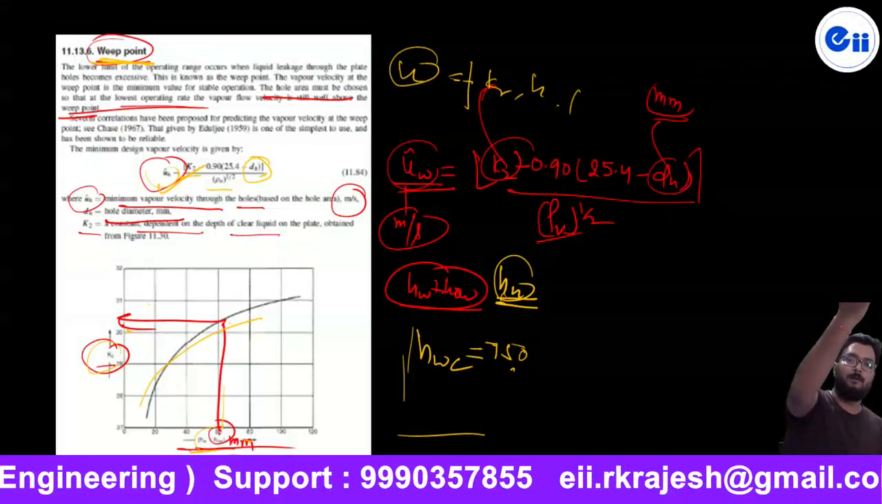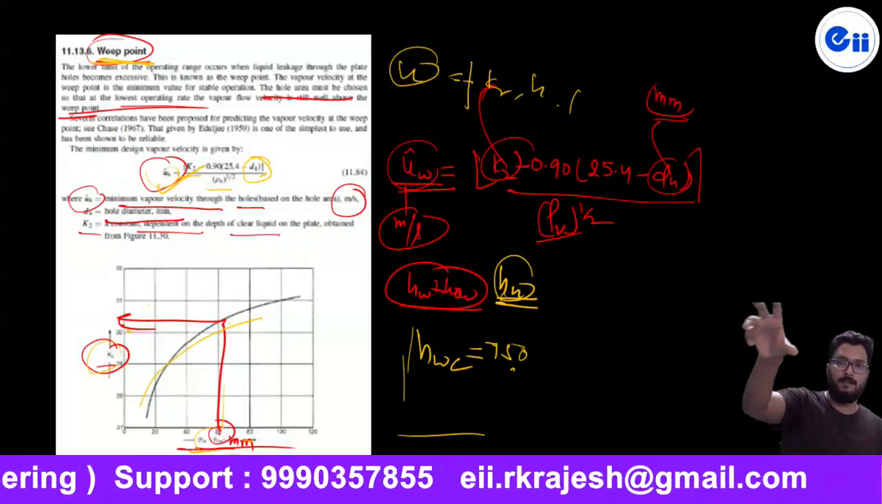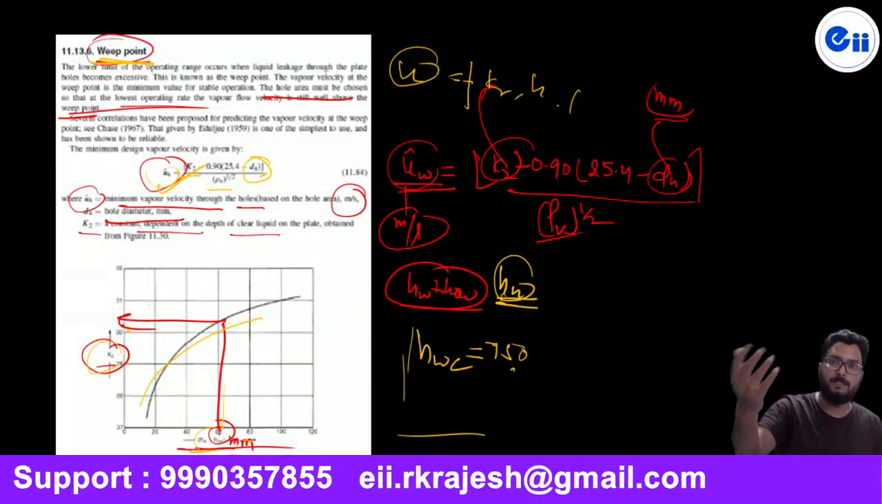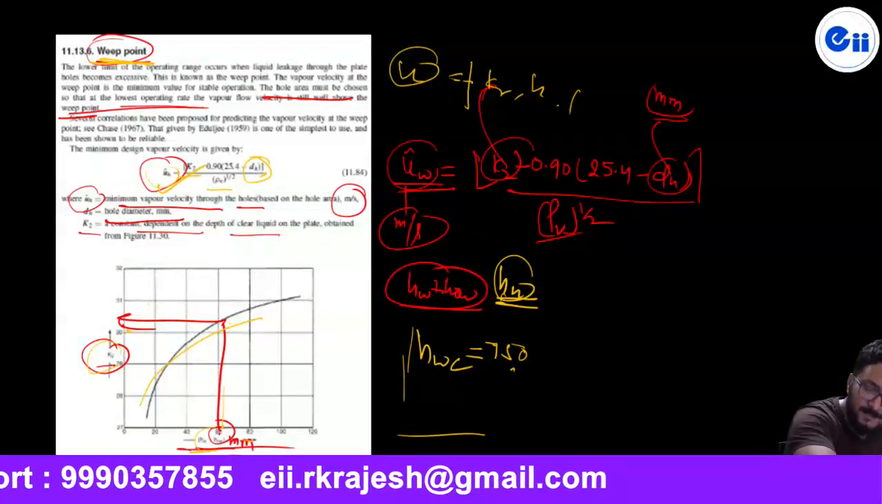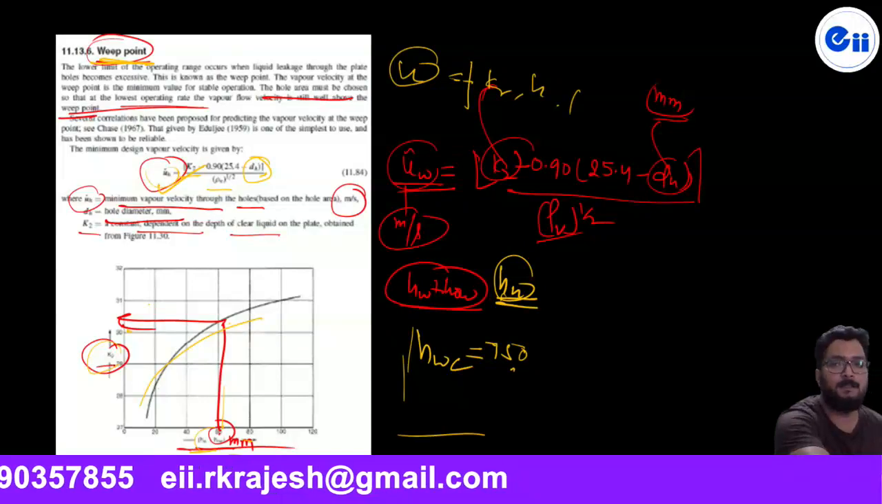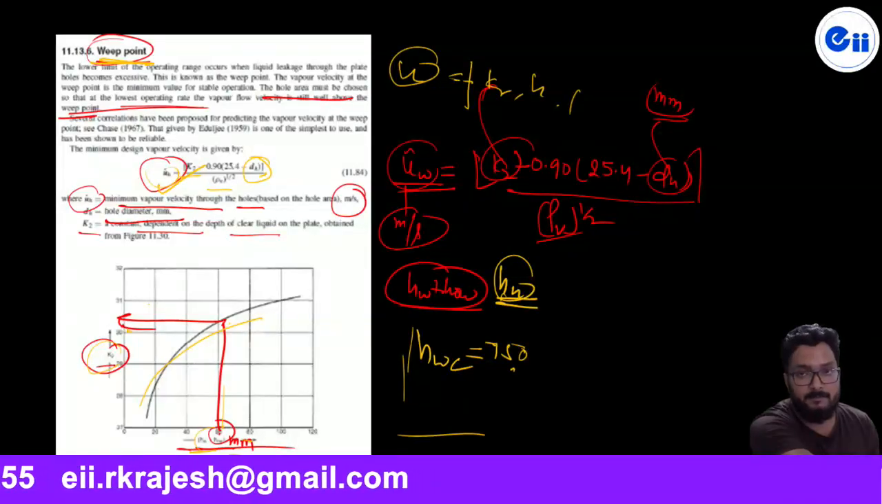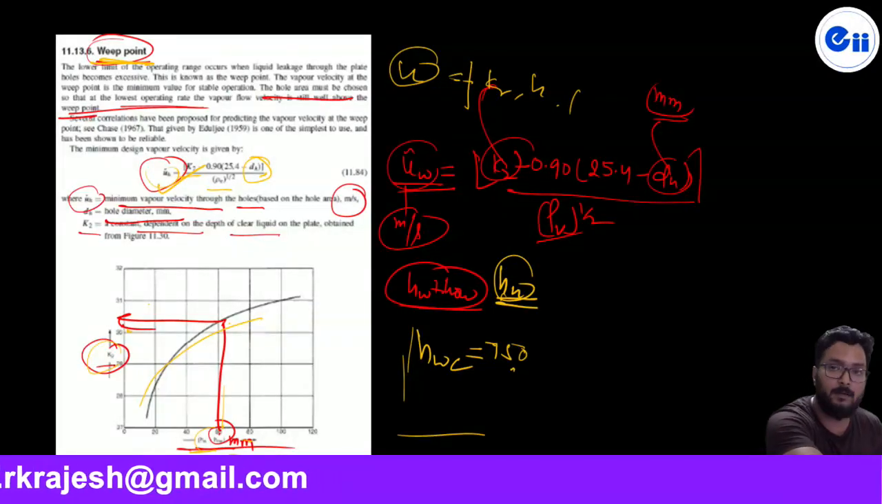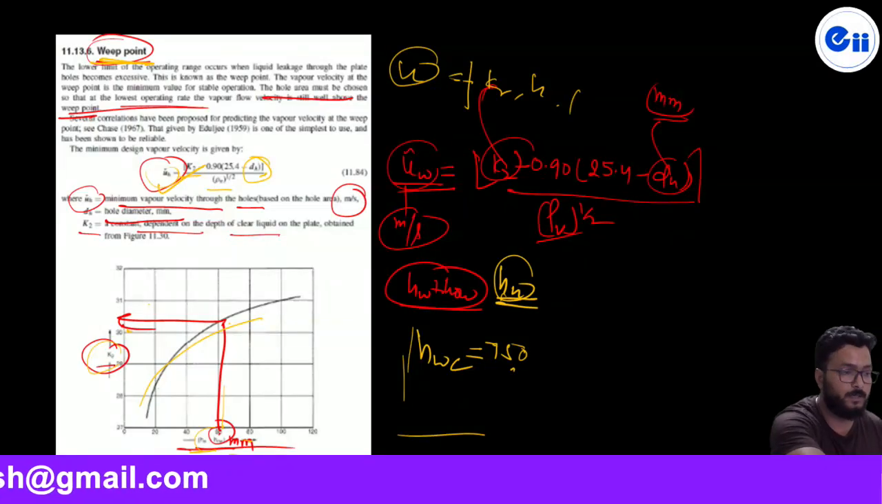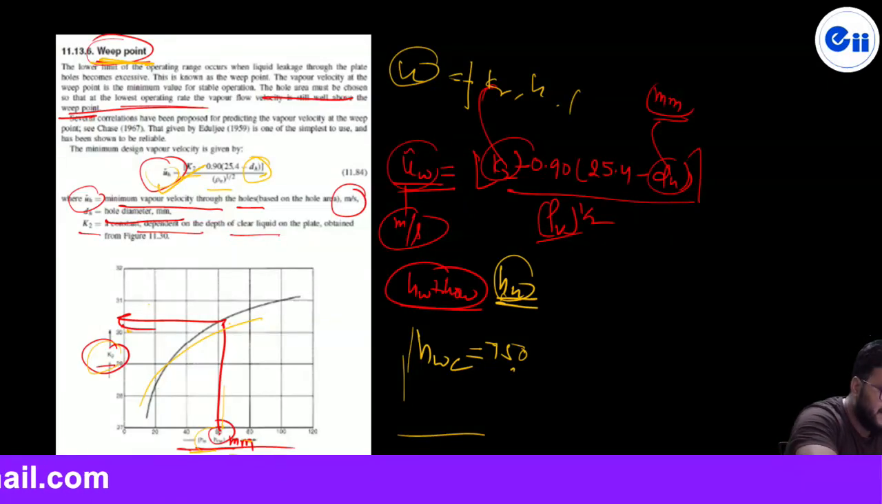Otherwise we have to change the height, weir length, all the whatever trial values that should be changed actually. Okay, now if the operating velocity, which is 80% of the maximum velocity we have assumed, if it is more than the weeping velocity, then no need to worry about that. Okay, and the next, 8th step is the plate pressure drop.